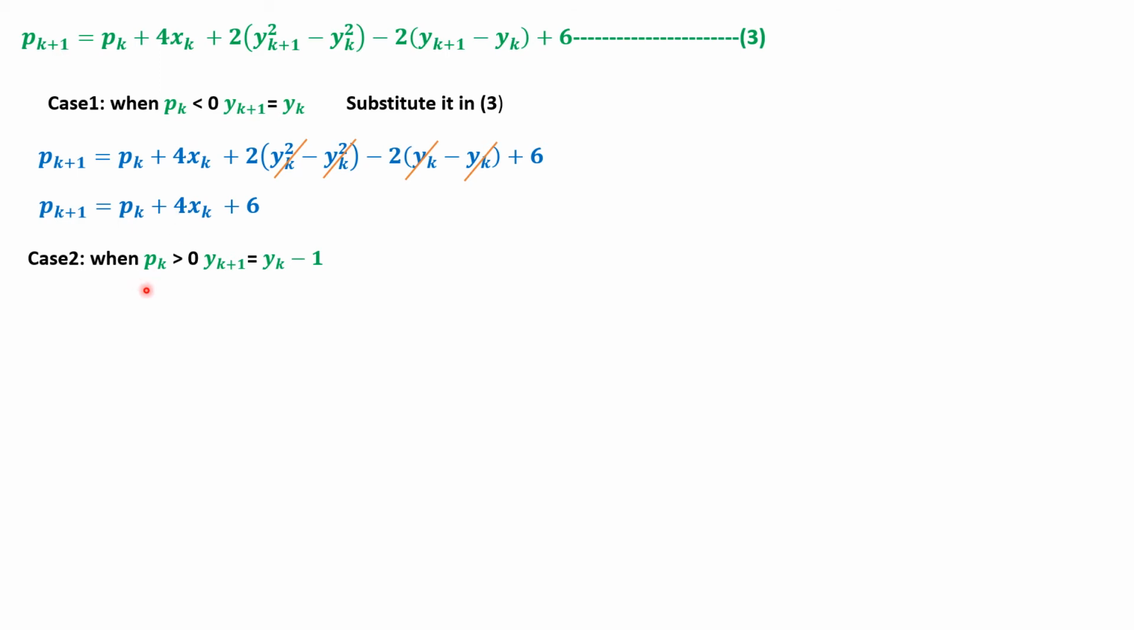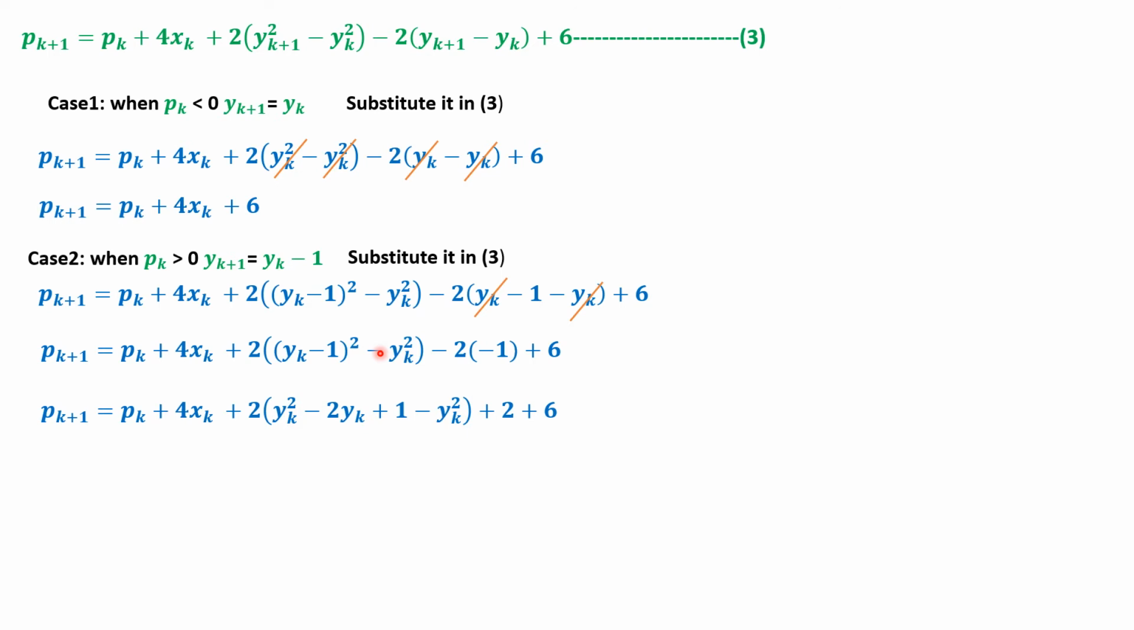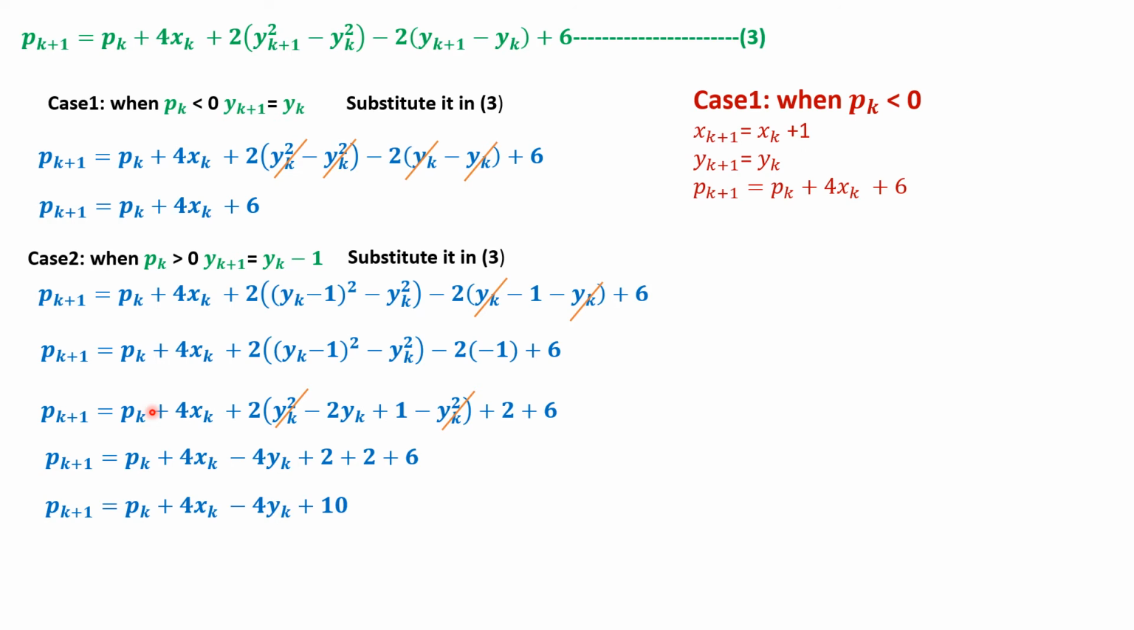Case 2, when the decision parameter is greater than or equal to 0, that means we have to choose the S pixel, which is the lower one, and the next value of y will be yk minus 1. Substituting it in equation 3, here we substitute yk plus 1 as yk minus 1, and here also. We get this equation. It is further expanded and certain terms get cancelled out. This is the leftover equation. The values get added to 10, and this is the next decision parameter equation used in case 2 when the current decision parameter is greater than 0.